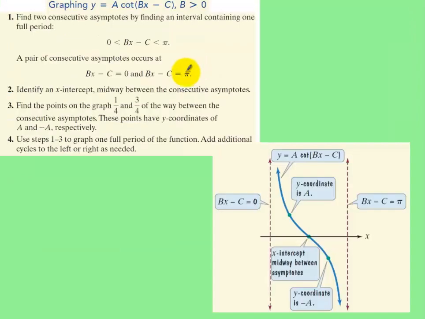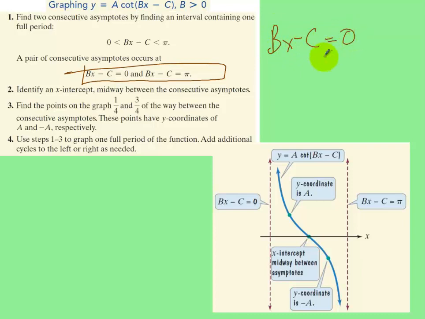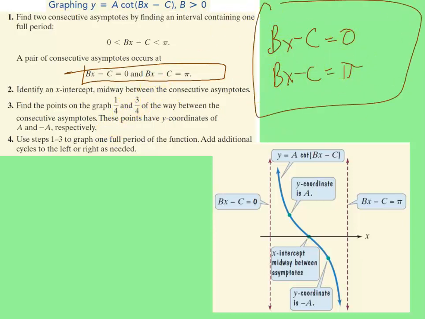So to graph that, the difference here is you've got your formula bx minus c, asymptotes at 0, and then bx minus c at pi. Instead of plus or minus pi over 2, it's 0 and pi. So that's the big difference. So let's actually graph one of those.